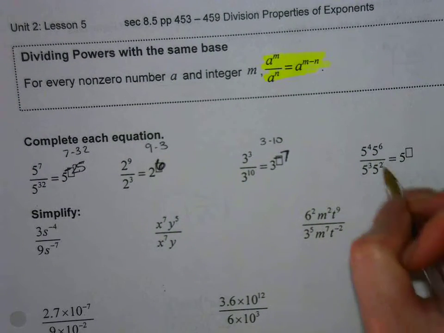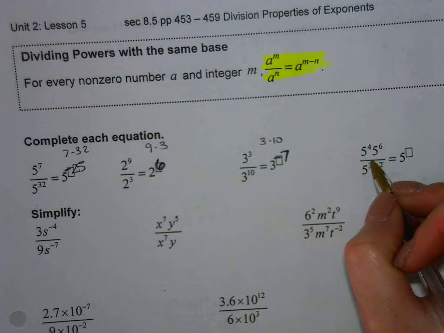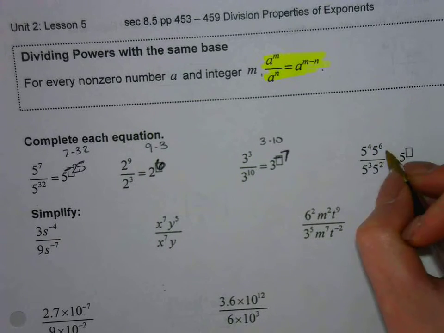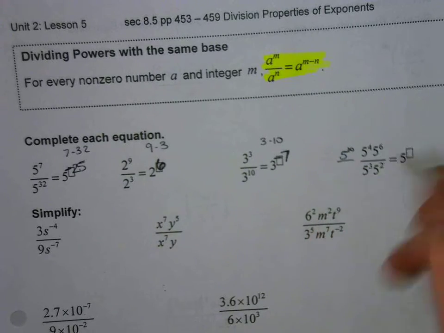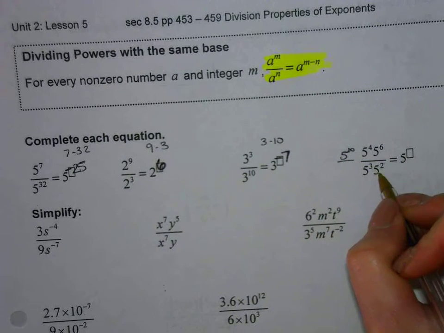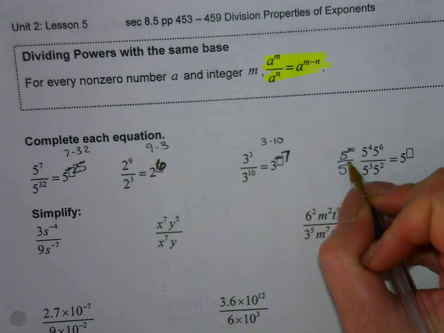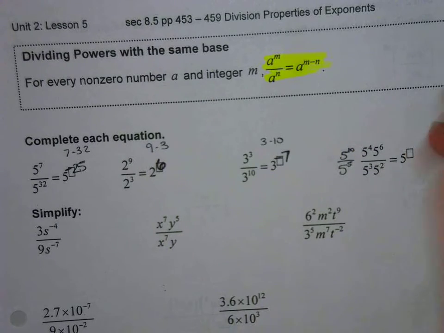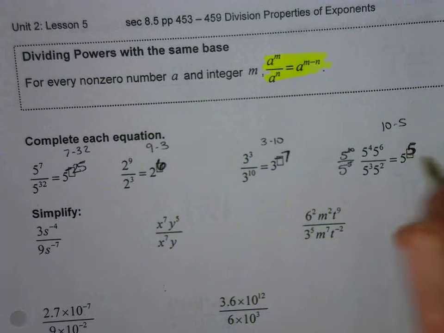Here we have 4 bases that are all alike. So since we are multiplying, we can do 5 to the 4th power times 5 to the 6th. So we add those exponents. So that means we have 5 to the 10th divided by 5 to the 3rd times 5 squared. We add our exponents of 3 and 2, so it's 5 to the 5th. So now we can take our like bases and subtract our exponents, which is 10 minus 5. So this is 5 to the 5th power.